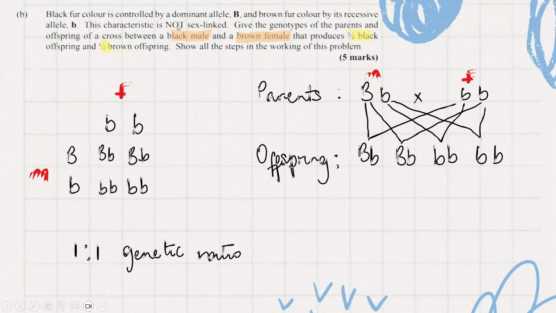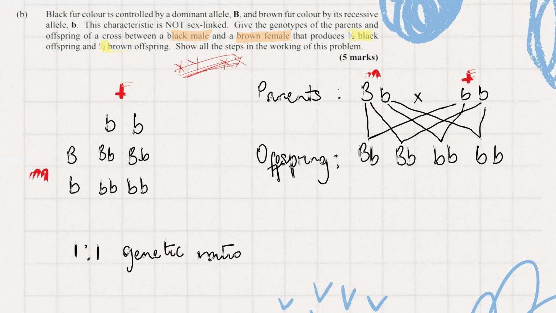This is very important. When they say that it is not sex-linked, that means it has nothing to do with X and Y chromosomes. X and Y for male, X and X for female. It has nothing to do with this. So give the genotypes of the parents and offspring of a cross between a black male and a brown female that produces half black offspring and half brown offspring. And we want to show all the working to this problem.